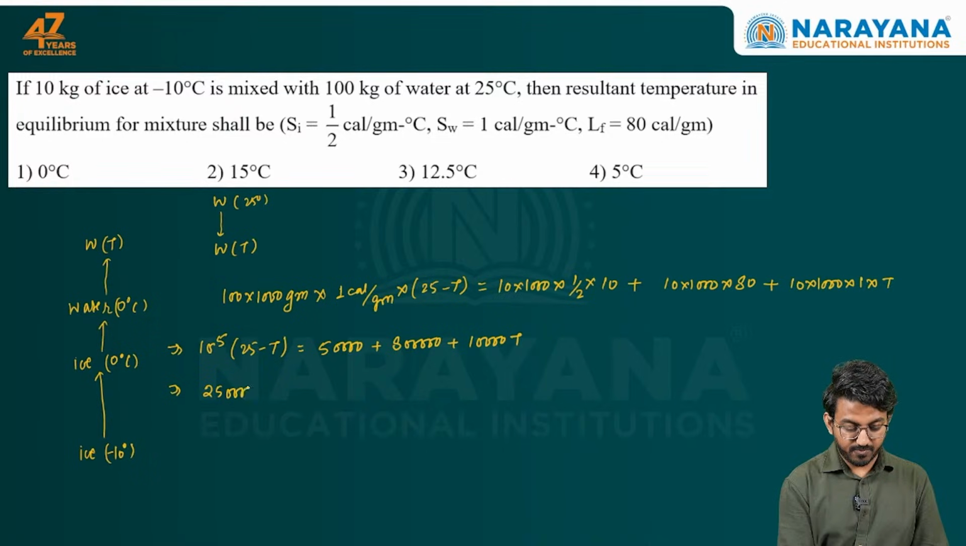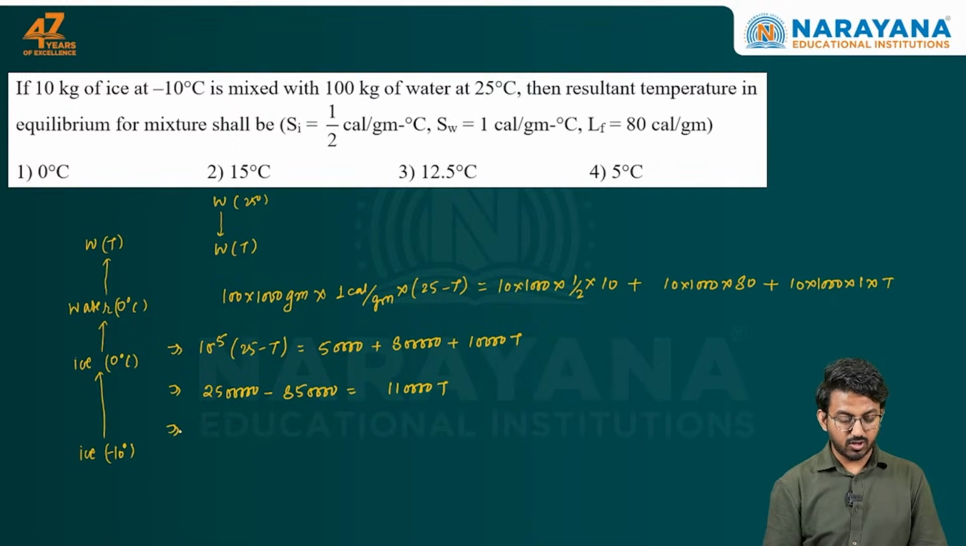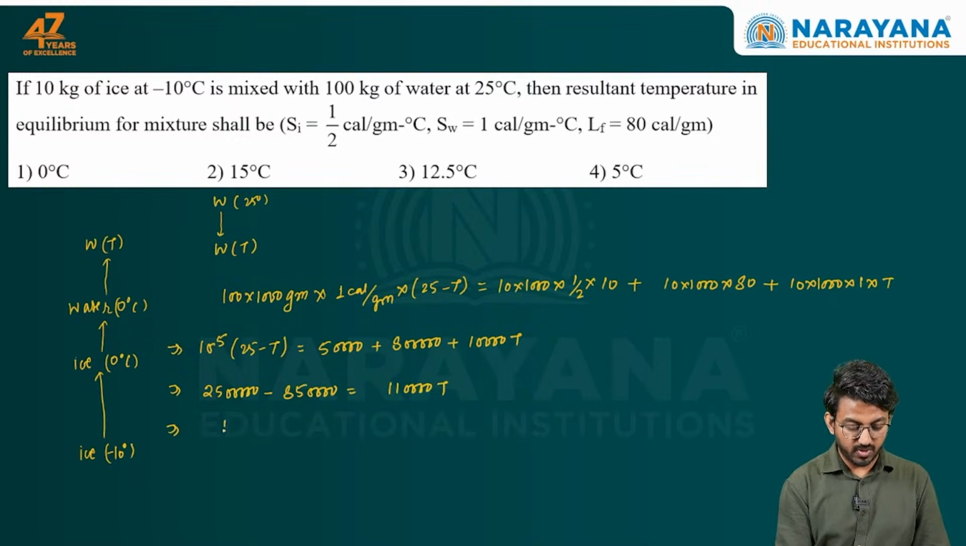Solving this gives us 25 minus T is equal to, in temperature, this is 25 minus 8, 17, this will be 165.